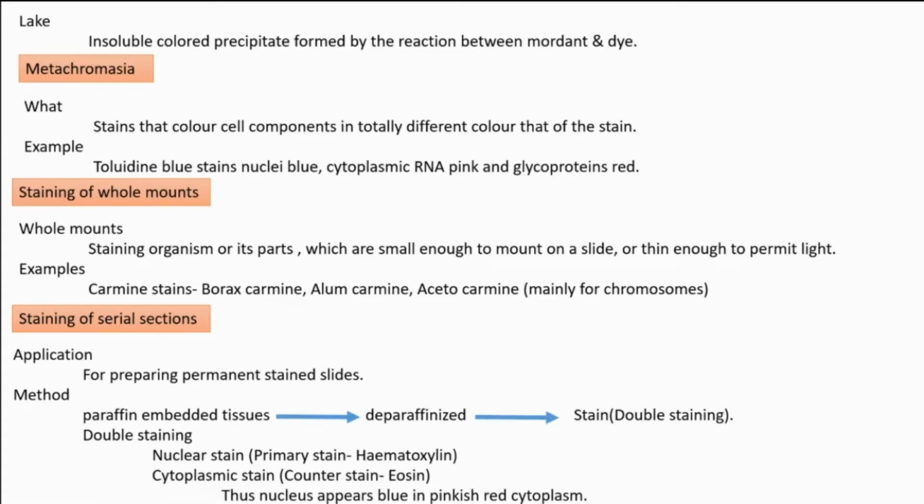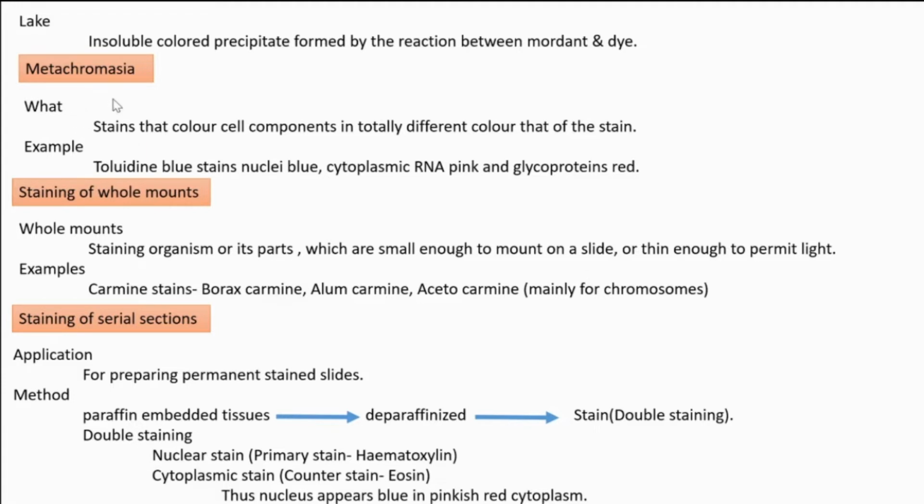Next slide. One more point with mordants: lake. It's not the lake that we're familiar with. Here, a lake is an insoluble colored precipitate formed by the reaction between a mordant and a dye. When a mordant reacts with the dye or the stain, it forms an insoluble colored precipitate. That precipitate is called a lake. That can be one more question for the exam. Metachromasia is more important. What is metachromasia? It's a sure question.